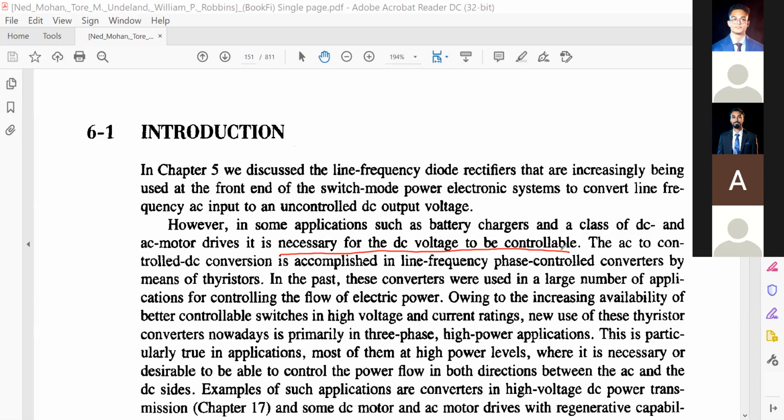And also in high voltage DC transmission, we have already seen that you need that AC to DC converter or DC to AC converter. The AC to controlled DC conversion is accomplished in the line frequency phase control converter. What does it mean by phase control? Actually, the input voltage will have a wave shape like this.